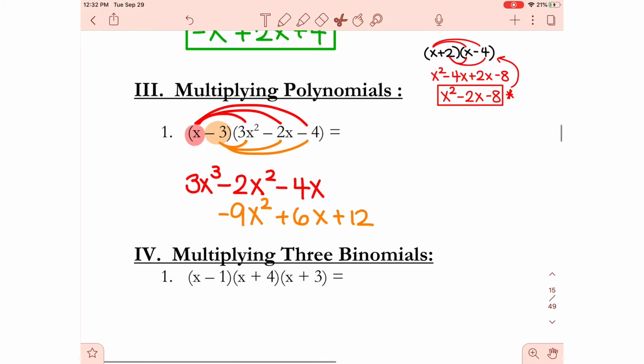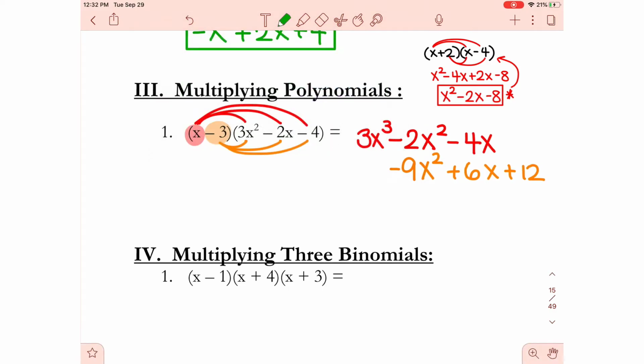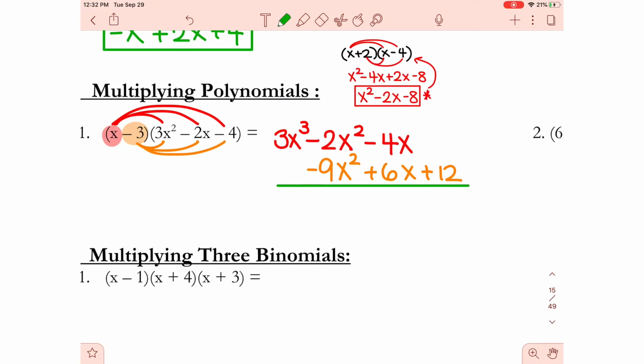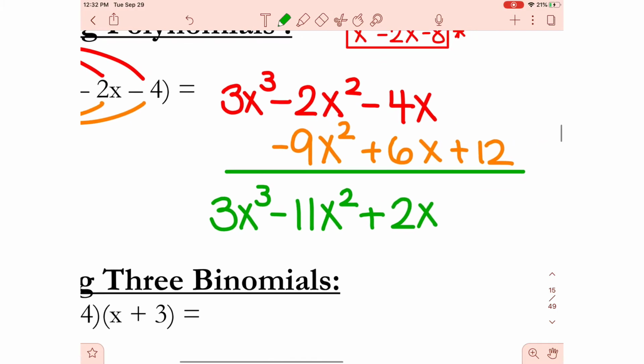So when I combine my like terms, I get my final answer, which is a 3x to the third, does not combine with anything, minus 11x squared plus 2x plus 12.